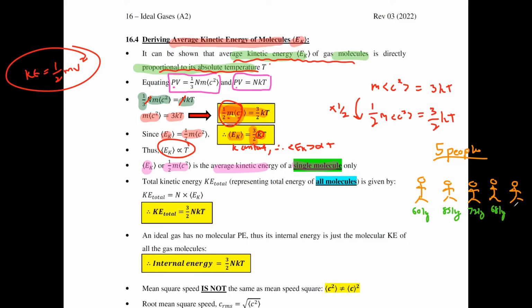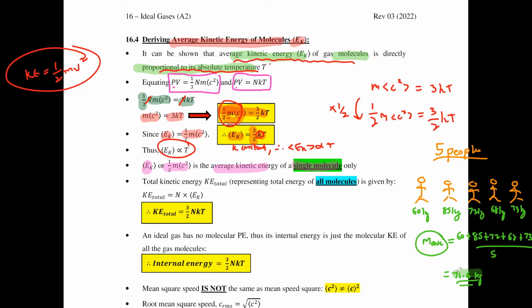And then this one is 73 kg. So if I ask you what's the average mass of these 5 people, you will say, oh, it's 60 plus 85 plus 72 plus 68 plus 73 divided by 5, right? So 60 plus 81 plus 72 plus 70 plus 73 divided by 5, you're going to get 71.6 kg for the average mass.